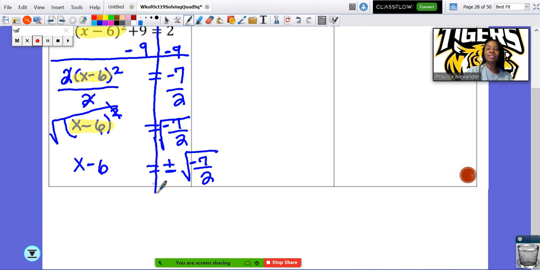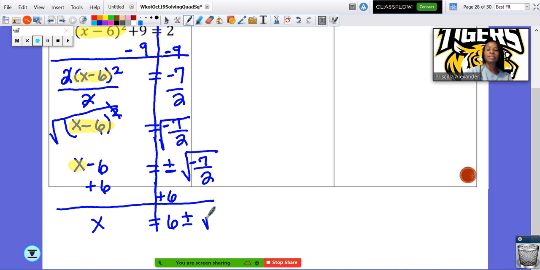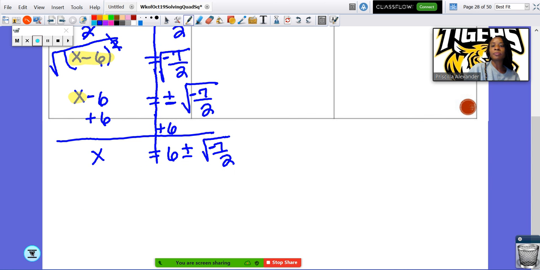Now, I am back to what? 9th grade math. So I just need to get the x by itself. I am almost there. I almost got this x alone. So here, I'm going to do the inverse operation again. I'm going to add 6 to both sides. And now I have x equals, bring the 6 down, 6 plus or minus the square root of negative 7 over 2. Now, this answer is still not in its simplest form. I can write it right here. I can write it like this.